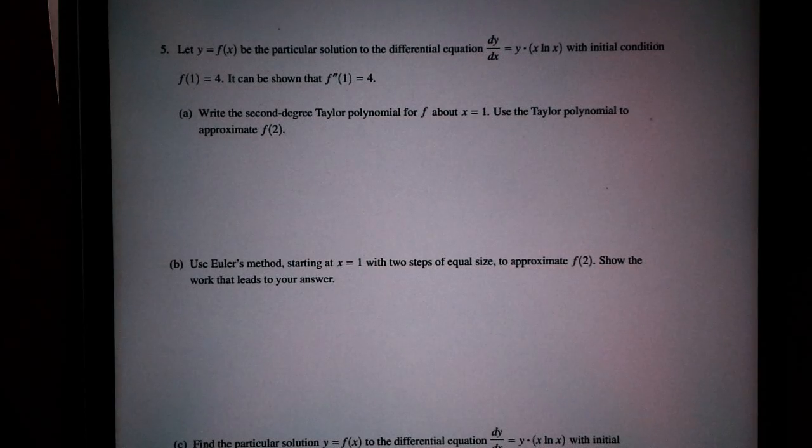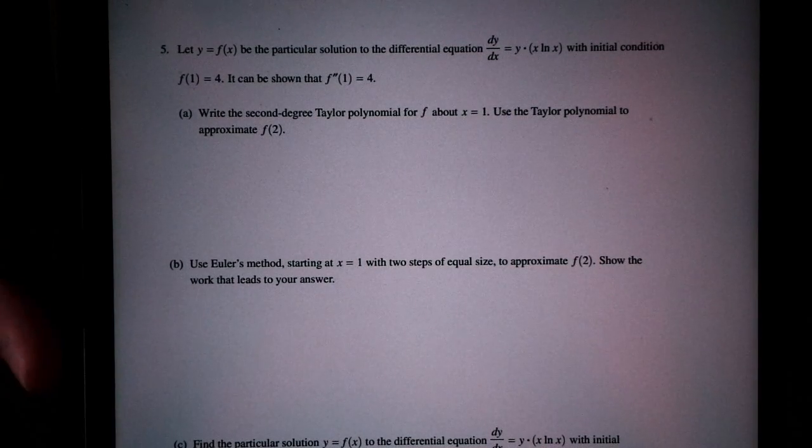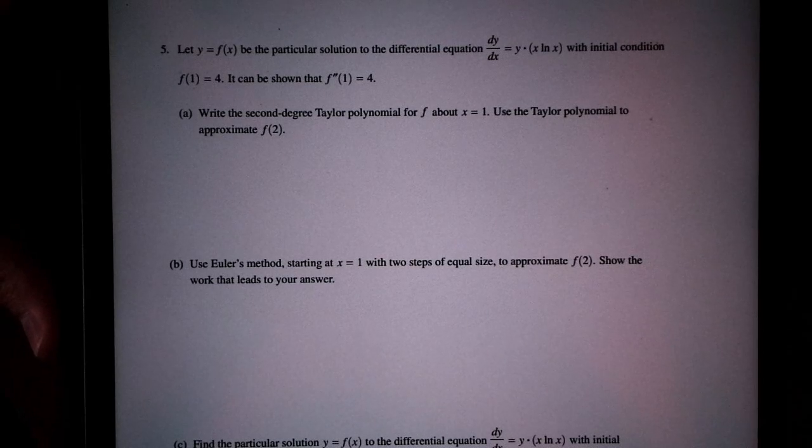Hello, welcome back. This is question number 5. We're going to continue on with the 2021 BC Calculus exam.